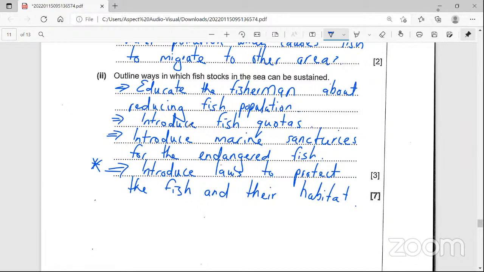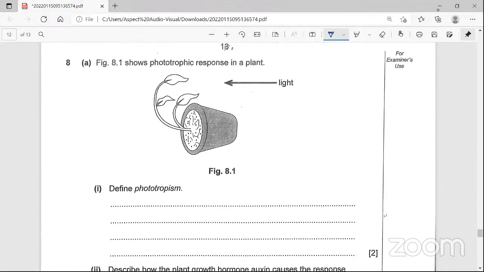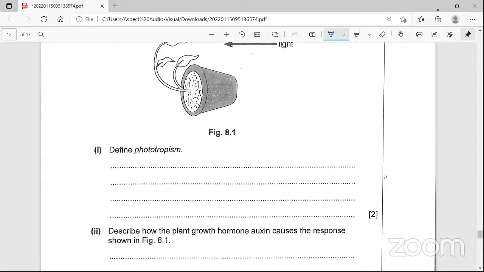Right, number 8. Are we done, guys? All right, number 8. Figure 8.1 shows a phototropic response in a plant. Define phototropism.